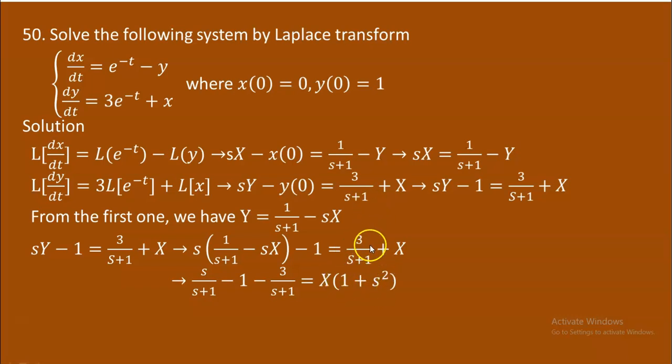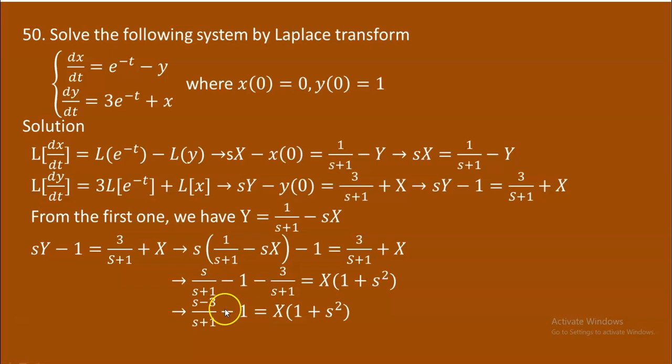and shifting this 3 over s plus 1 to the left, to have minus 1 at the beginning, and this is s over s plus 1 minus 3 over s plus 1. Now we need to simplify this. Basically these two share the same denominator, so s minus 3 over s plus 1 minus 1 can come.